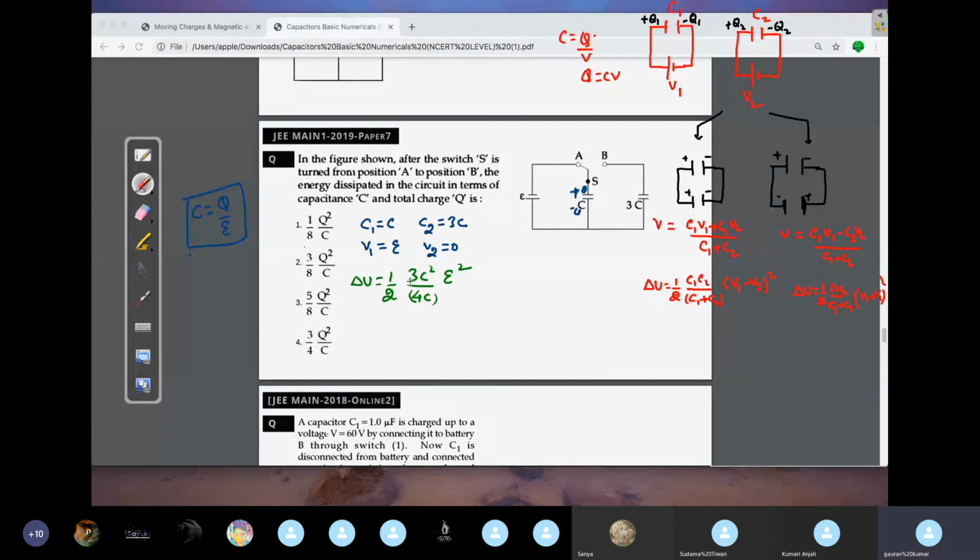So what will happen? From here you can see that 1C will get cancelled, right? So you can cancel 1C from here. So you will get 3C by 8 into E square. What is E? E is your Q by C. So I write here Q square by C square. So you can cancel this C, 1C. So what will we get from it? 3Q square by 8C.